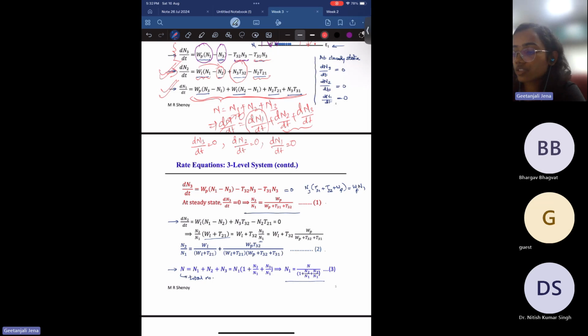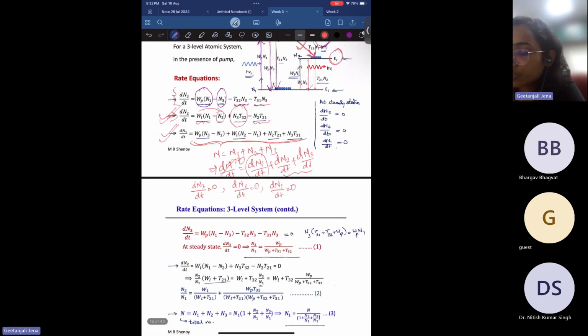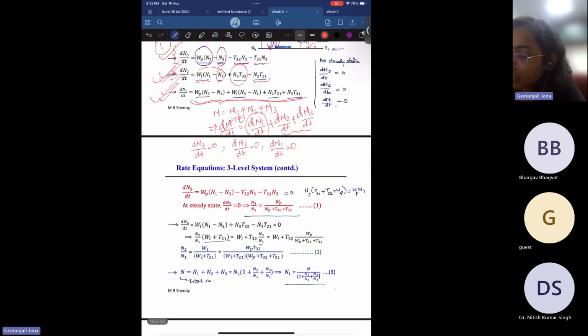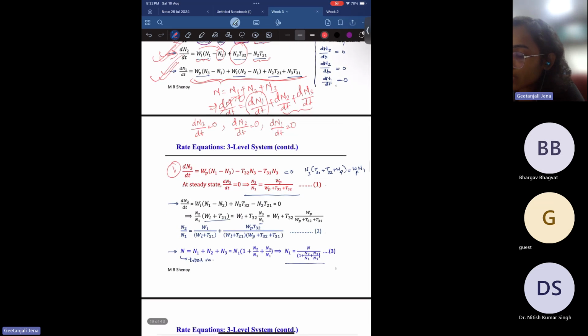So we have this condition. Now you just have to put this steady state condition in this expression. If you take the first equation, which is equation 1, what will we get? You get this form. From this, you can find the ratio of the atomic population of N3 with respect to N1, which is omega p divided by omega p plus T31 plus T32.